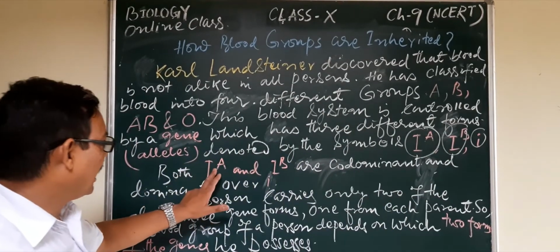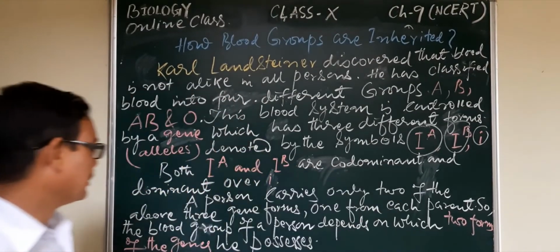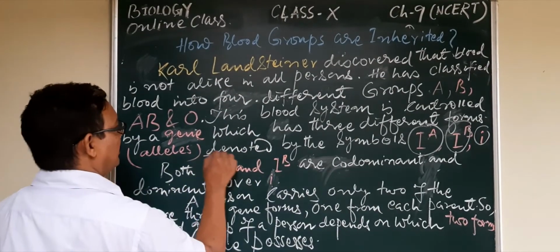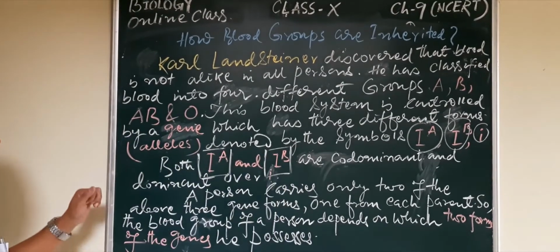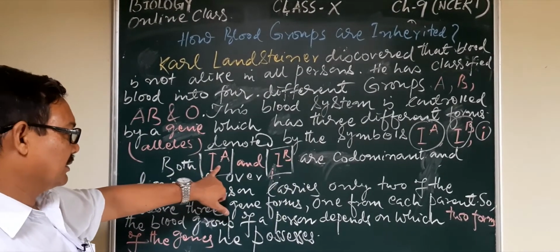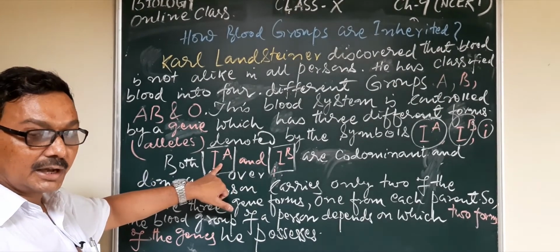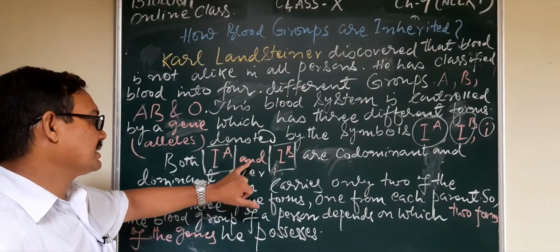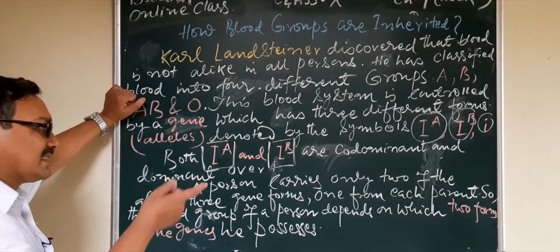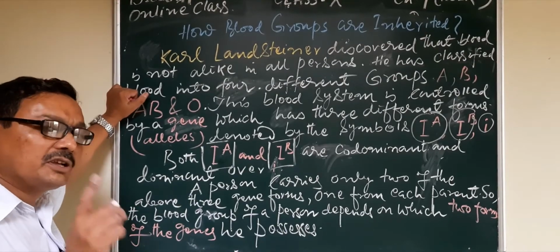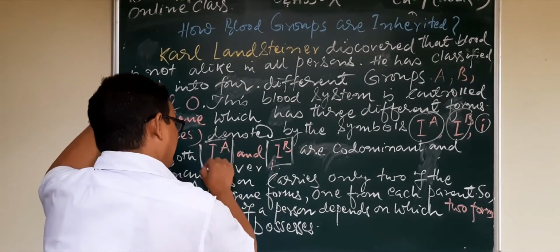Here both IA and IB are codominant. That means ये भी dominant और ये भी dominant. अब यहाँ पे देखिए, if you consider the law of dominance according to Mendel, then it has totally failed here, because there are no 2 factors that are both dominant. But here both factors are dominant.